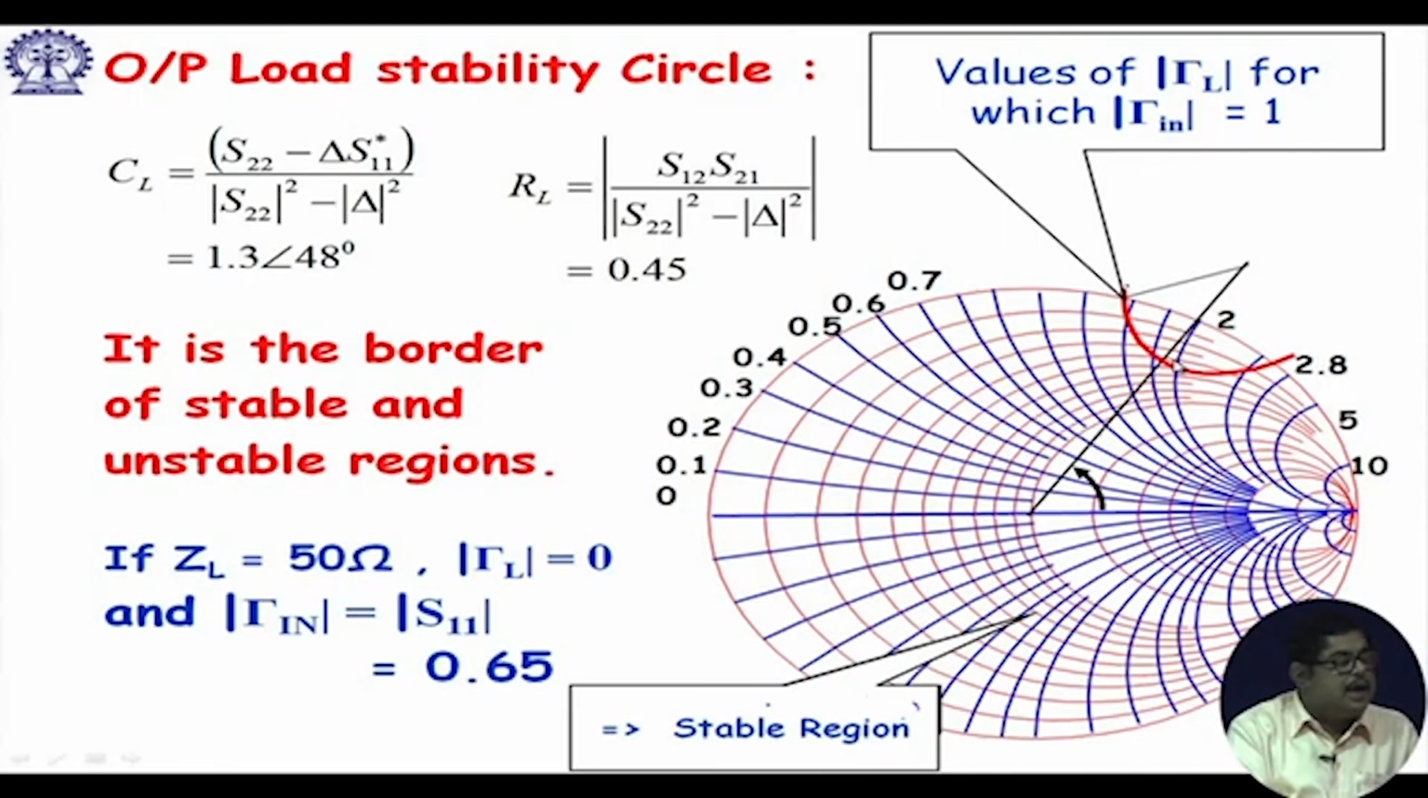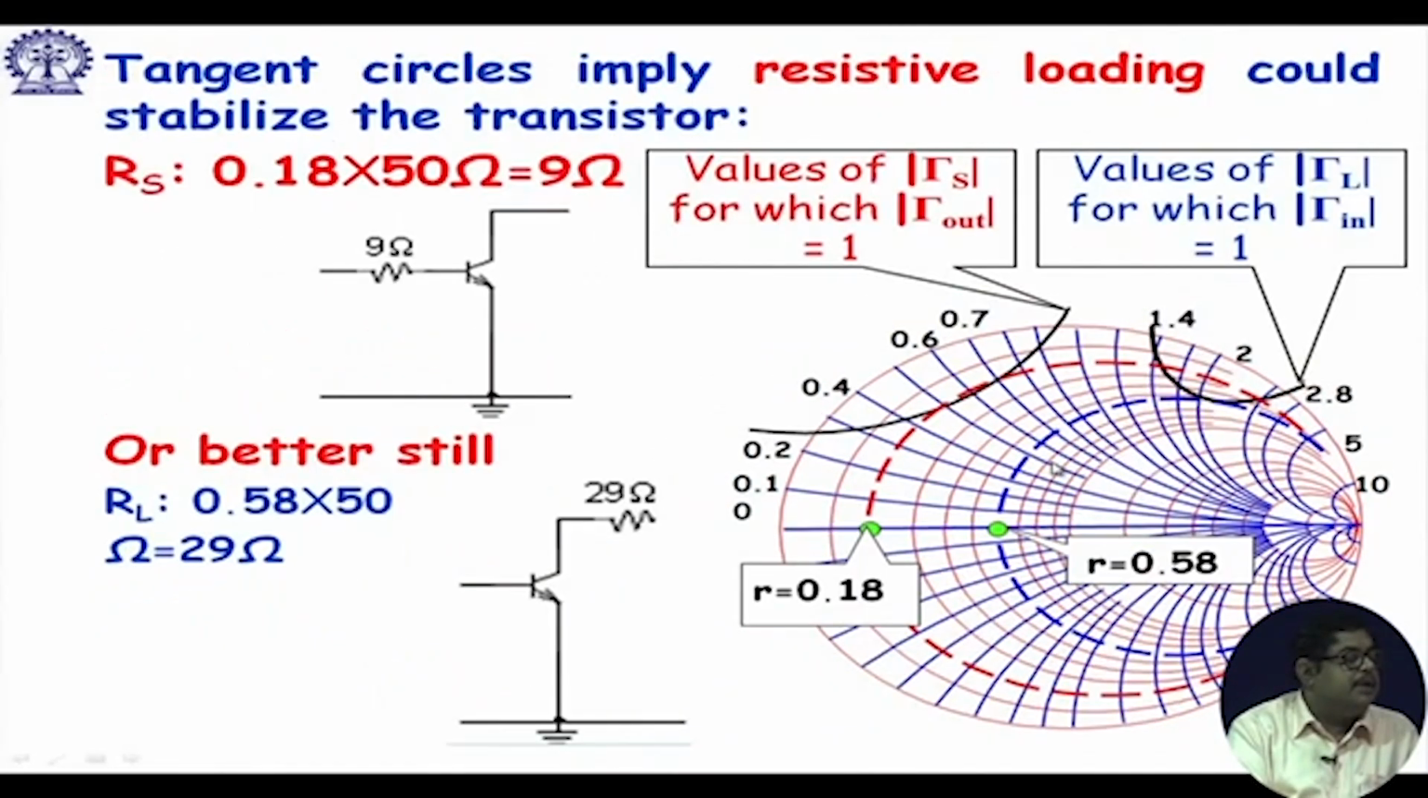Again here we can check that when we simply match the load side, then gamma in becomes S11 magnitude, and S11 magnitude in this case is 0.65. So we can again say that this side is the stable one. From this stable region we will have to choose our gamma L.